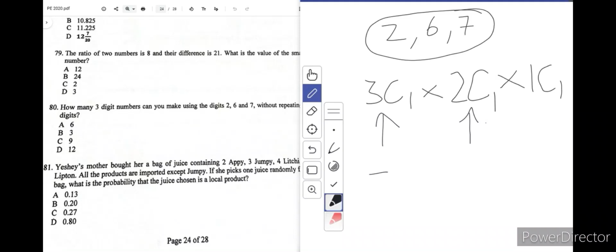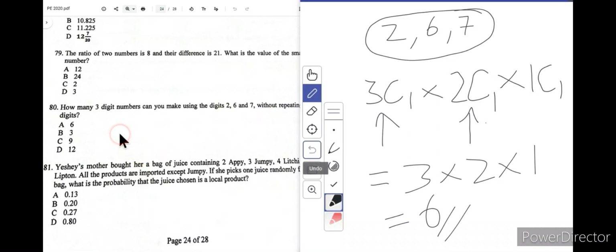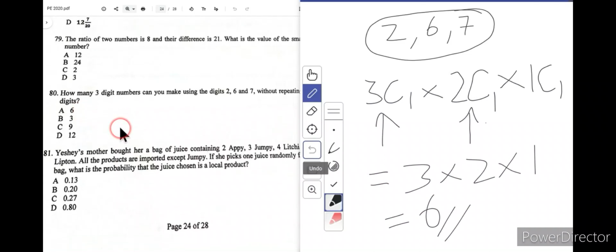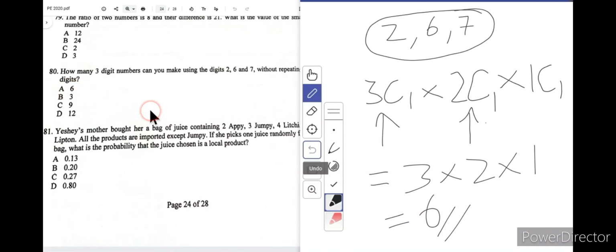If we calculate in the calculator or directly, if it is 3C1, any number C1 is the number itself. So 3C1 is 3, into 2C1 is 2, into 1C1 is 1, which equals 6. So we can make 6 3-digit numbers using 2, 6 and 7 without repeating the digits. So the correct answer for question number 80 is option A, 6.